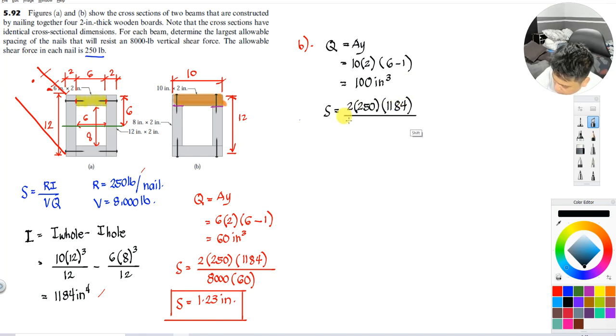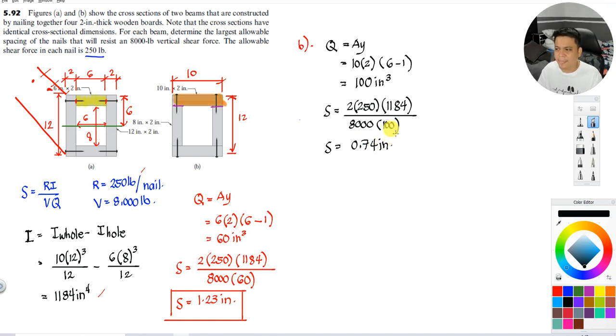All over VQ. So, ang V ko is 8,000. Ang Q is 100. Okay? So, let's see. So, 2 times 250 times 1184 all over 8,100. So, you can have it as 0.74 inches.